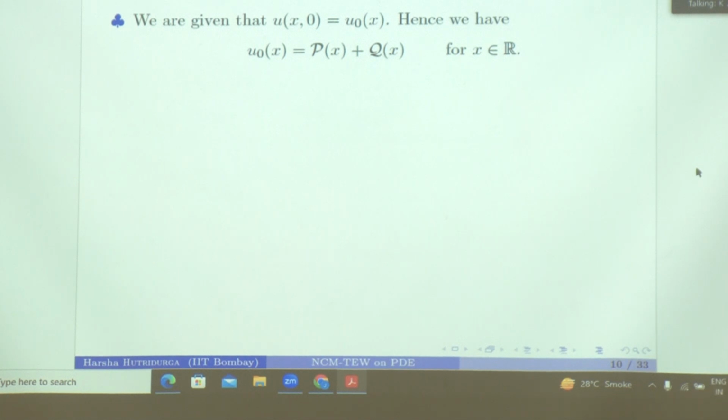And now we will differentiate this and use the other information that is given. Okay? So let's differentiate this with respect to time. When you differentiate this with respect to time, you get p prime evaluated at this point times minus c plus q prime evaluated at this point times plus c. So that's what we have written here.